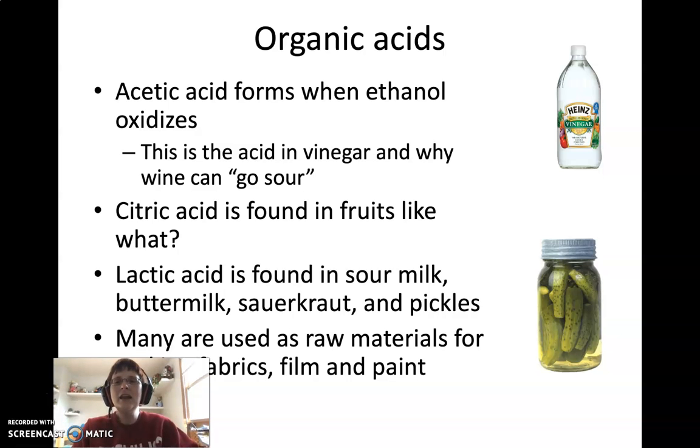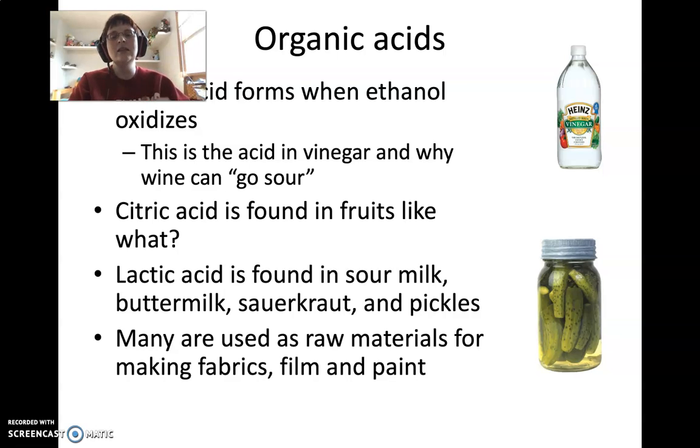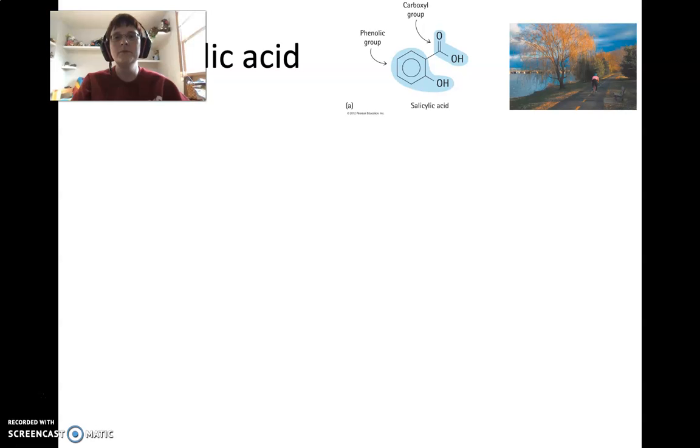A lot of organic acids today are used as raw materials for making things like fabrics, film, paints, and so forth. And they're an integral part of the process of those types of materials.